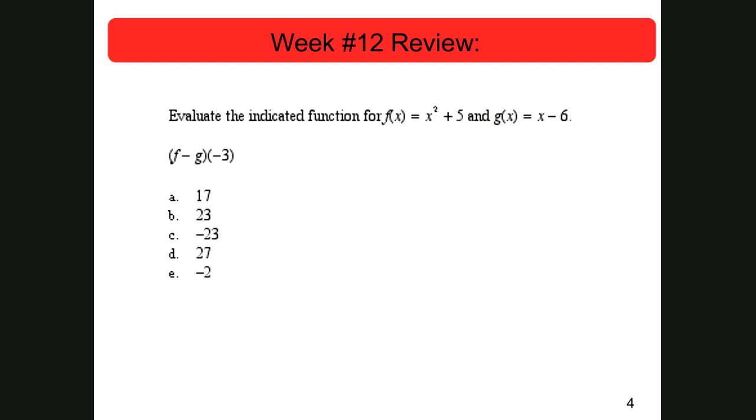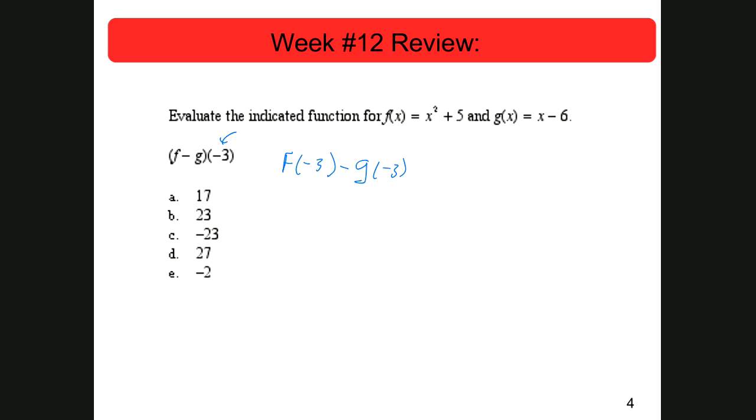In this problem, it's a subtraction problem, but it has a number here. So what they're really asking me to do is find f of negative 3. So I could rewrite this as f of negative 3 minus g of negative 3. That would give me the same answer, or I could combine the two functions together and then plug in negative 3. I like doing it separately.